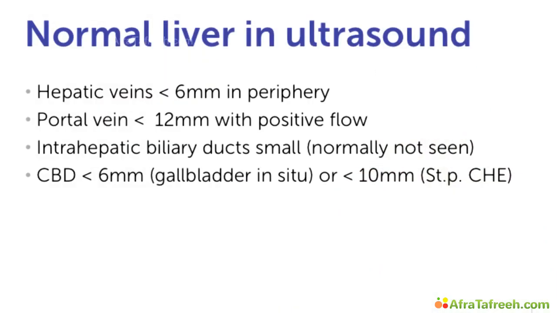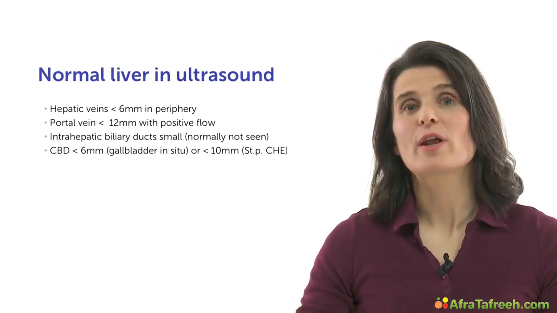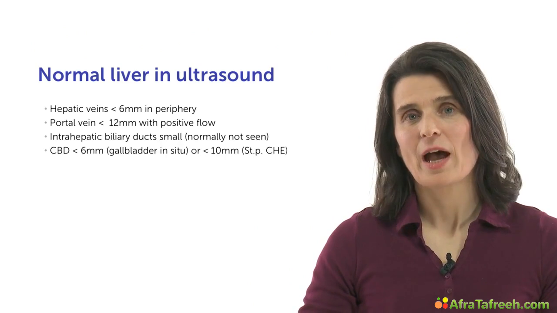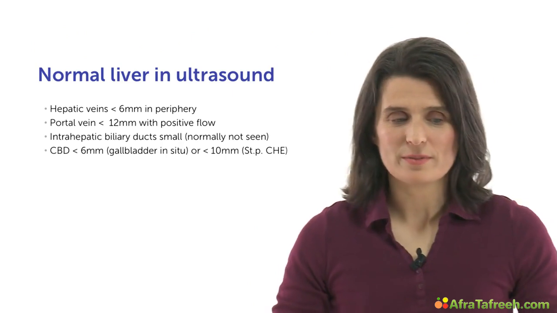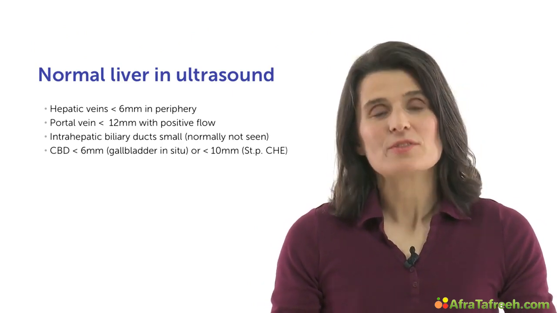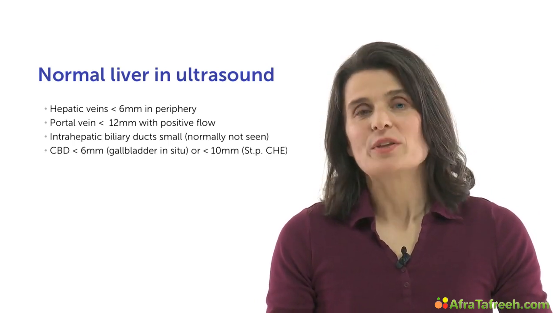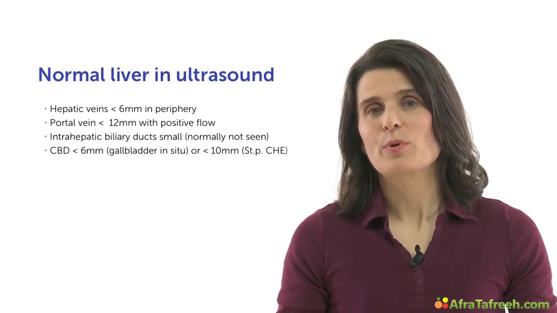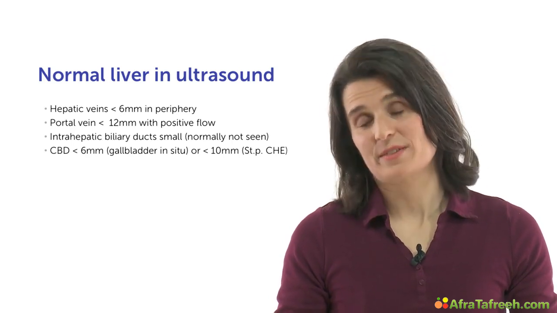So here we got some measurements. The hepatic veins should be less than 6 millimeters in the periphery. But I must admit, I rarely perform this measurement. I rely on visual assessment. The portal vein should be less than 12 millimeters. And the intrahepatic biliary ducts shouldn't be visible at all. When you see them parallel to the portal vein branches, there's high suspicion of cholestasis.